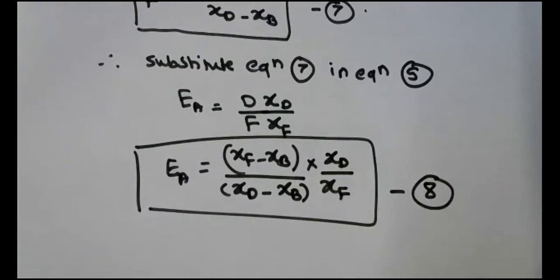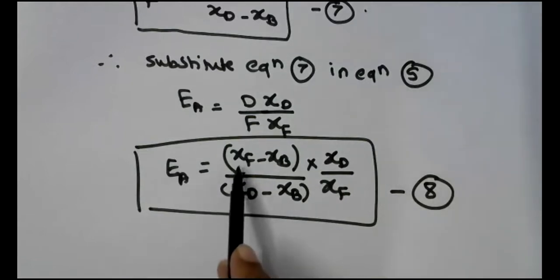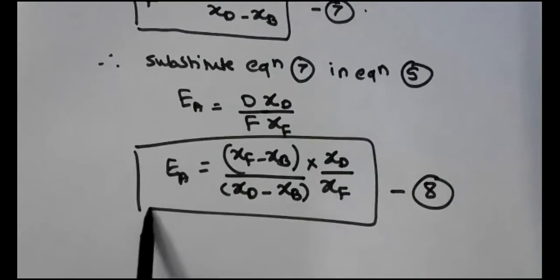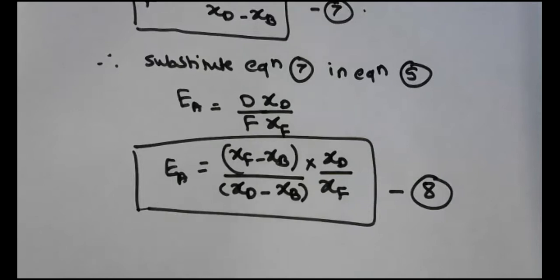So if somebody asks you to calculate the effectiveness based on oversize, and if the values of xF, xB and xD are known, you can just write them over here and find out the effectiveness. If you have to find the efficiency based on oversize, then whatever value of effectiveness is obtained, multiply it by 100, and you will get the efficiency based on oversize.